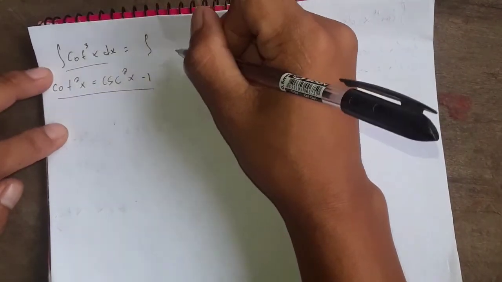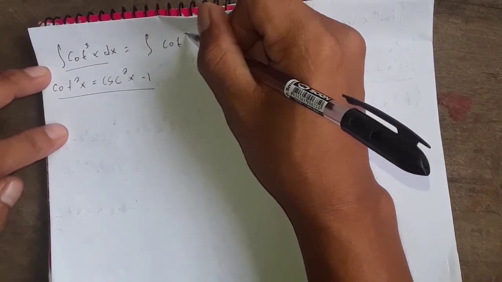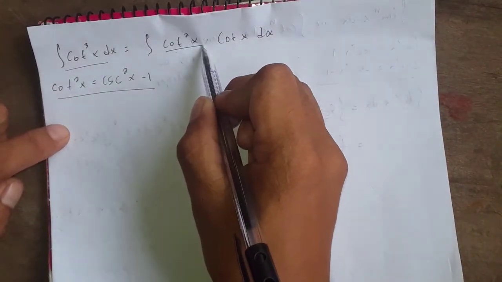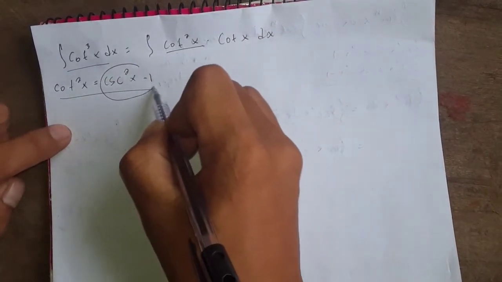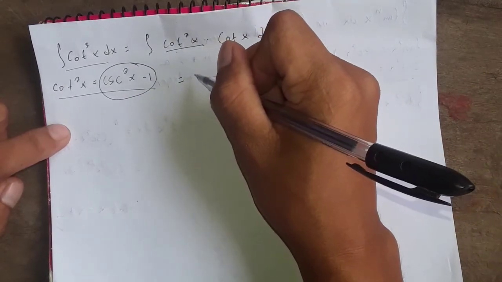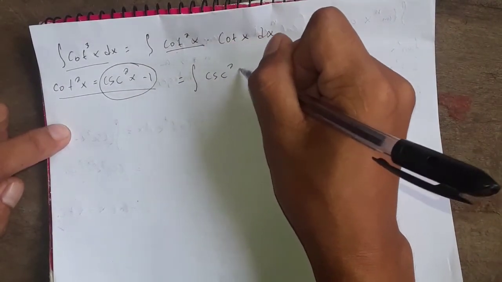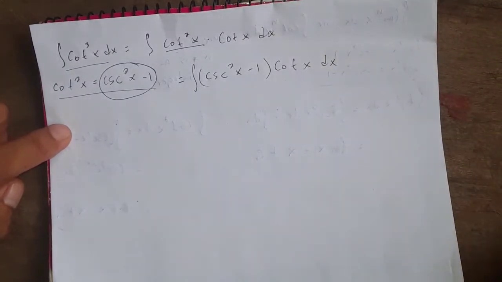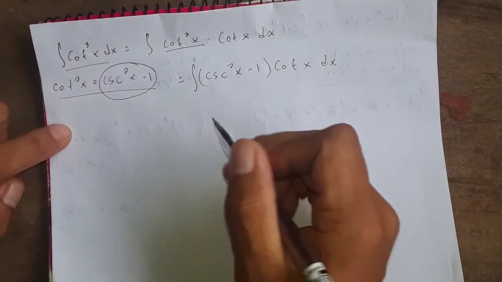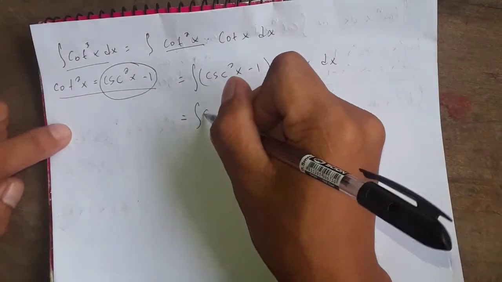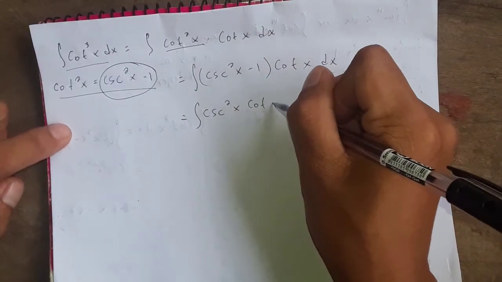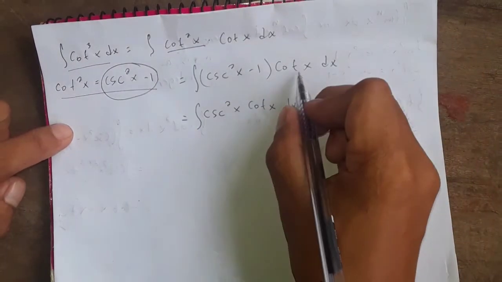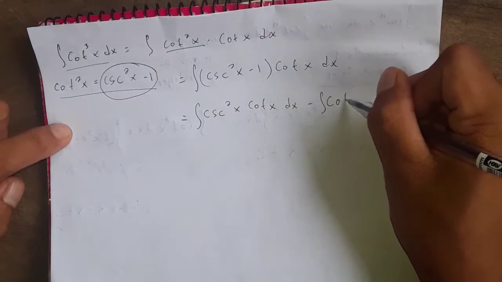So it would be equal to the integral of cotangent squared of x times cotangent of x dx. So we're going to substitute the value of our cotangent squared of x, which is equal to this. So it would be equal to cosecant squared of x minus 1 times cotangent of x dx. By distributing the cotangent of x to each term, we have the integral of cosecant squared of x times cotangent of x dx minus the integral of cotangent of x times 1, simply equal to cotangent of x dx.